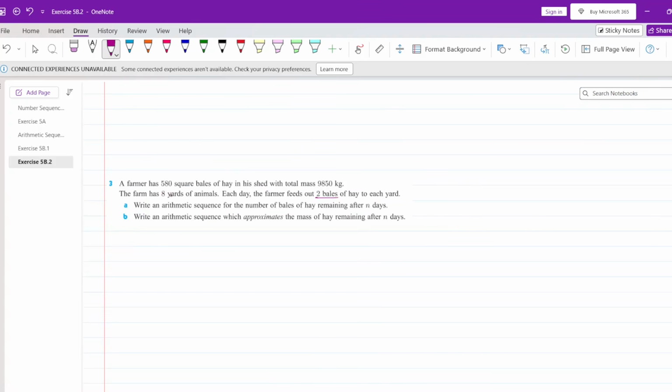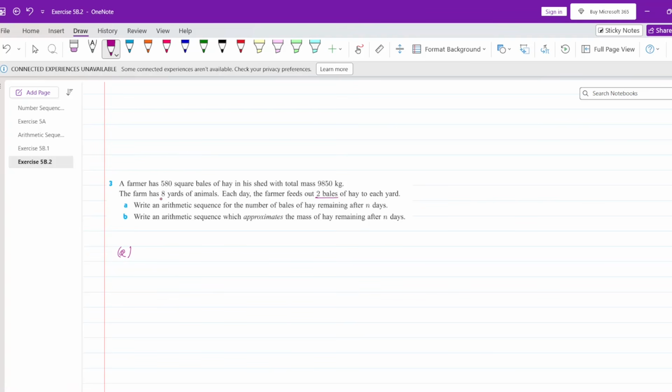A farmer has 580 square bales of hay in his shed with total mass 9850 kg. The farm has 8 yards of animals. Each day, the farmer feeds out 2 bales of hay to each yard. Write an arithmetic sequence for the number of bales of hay remaining after n days.